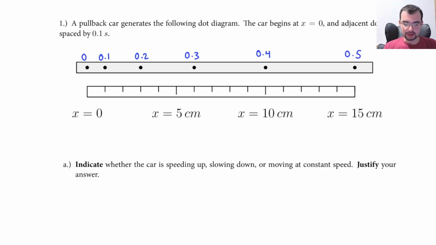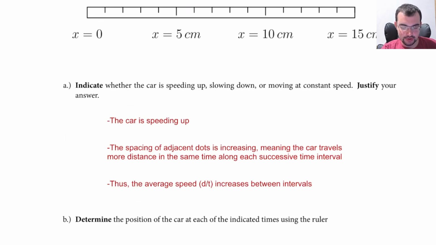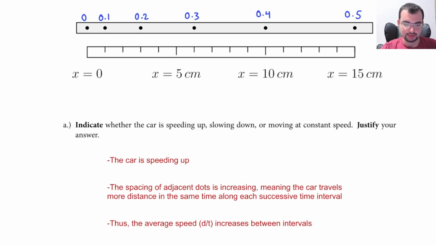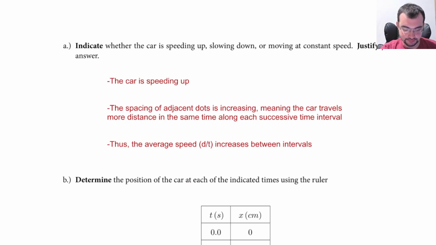So, is the car speeding up, slowing down, or constant speed? Justify your answer using the dot diagram. Well, remember, these are equally spaced in time. So the gaps are telling you how far the car went in that frame. So the car is speeding up because the adjacent dots are increasing their spacing relative to the last interval, telling you you have gone further this frame than last frame. So d over t increases for the interval.